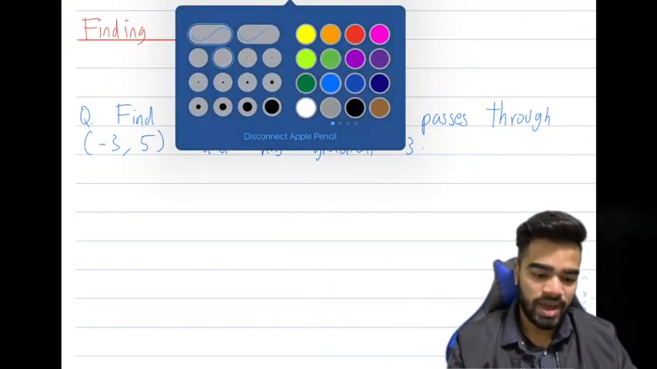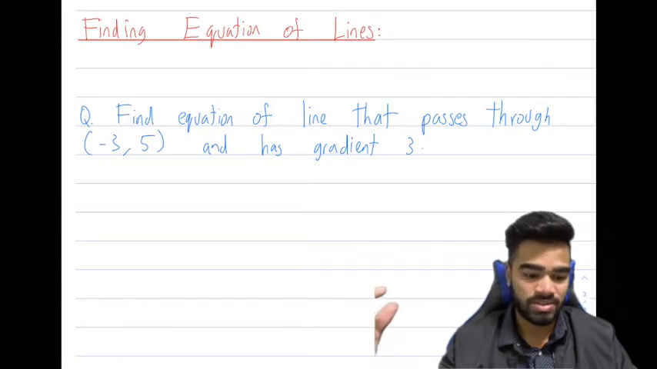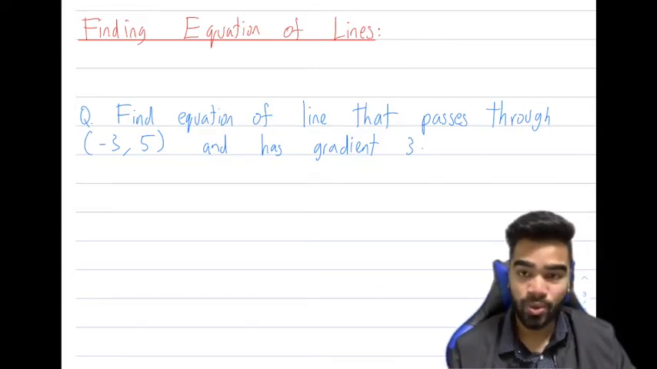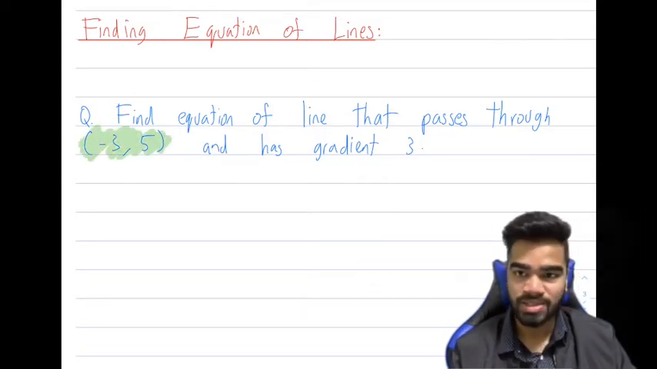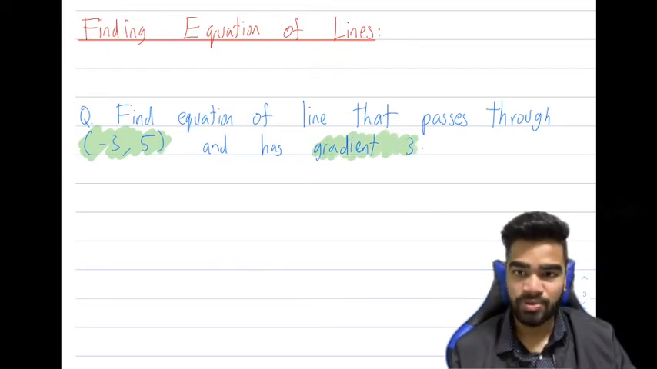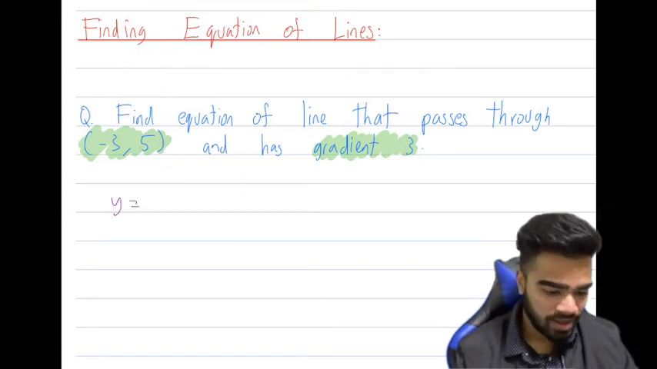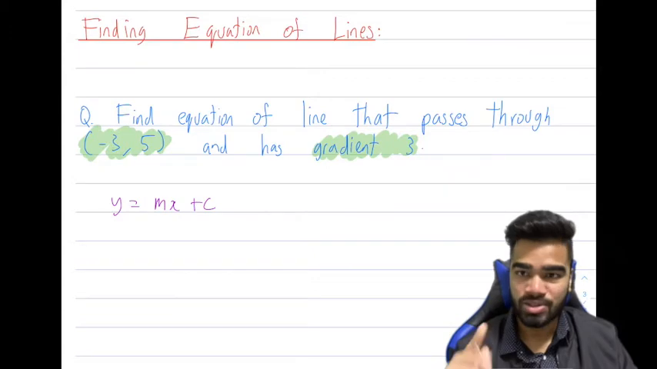So now we're going to look at how to find the equations when they give us the coordinates. Let's read this question. Find the equation of the line that passes through negative 3 and 5 and has a gradient of 3. So we have to find the line. Again, what form did we talk about at the start? The y is equal to mx plus c form, right? And there are two things we need to find.